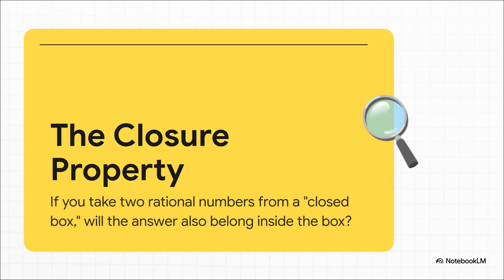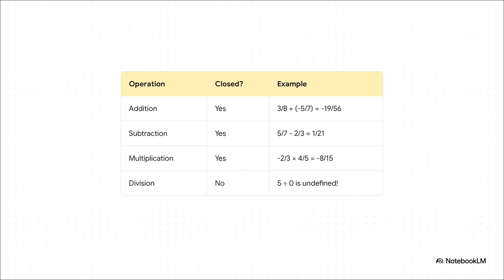The question is simple. If you take 2 rational numbers out of the box and you do something to them, like add them together, is the answer you get also a rational number? Does it belong back inside the box? Or does your answer somehow escape? Well, for addition, subtraction, and multiplication, the answer is always a big yes. You add, subtract, or multiply any 2 rational numbers, and you are guaranteed to get another rational number back.